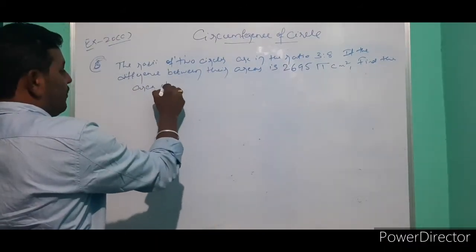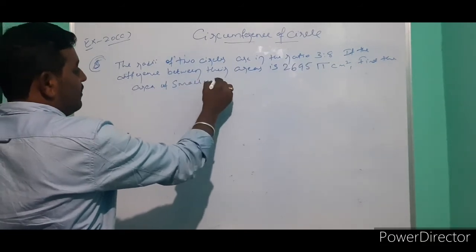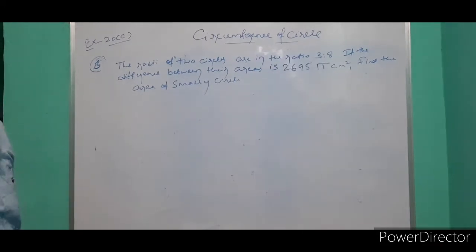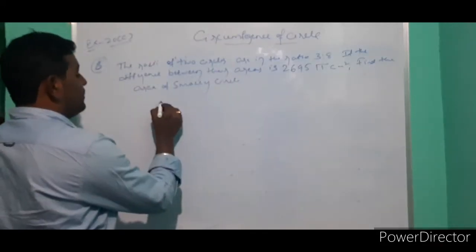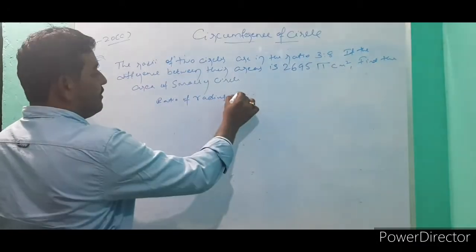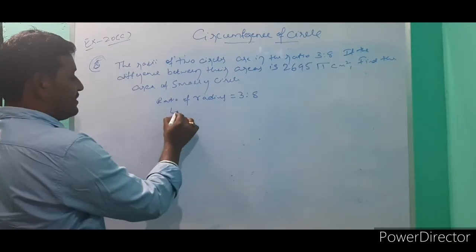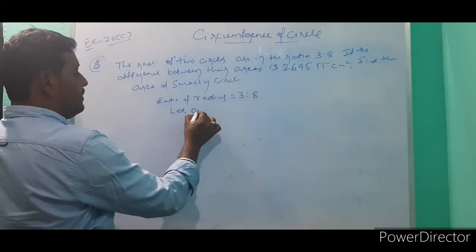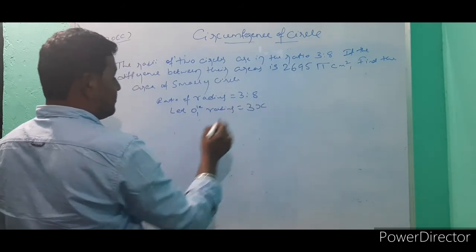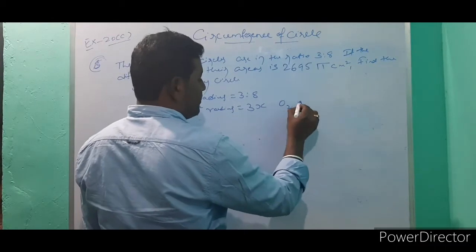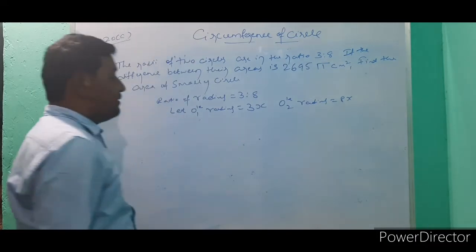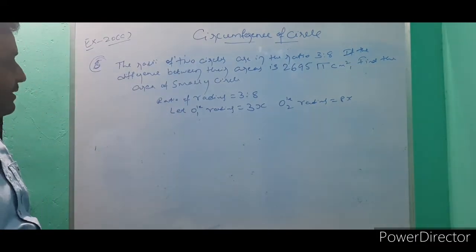So here, for the radius of the circles, they have given the ratio of radii 3:8. That means you can consider circle 1 radius 3x and circle 2 radius 8x. Circle 2 radius is 8x.